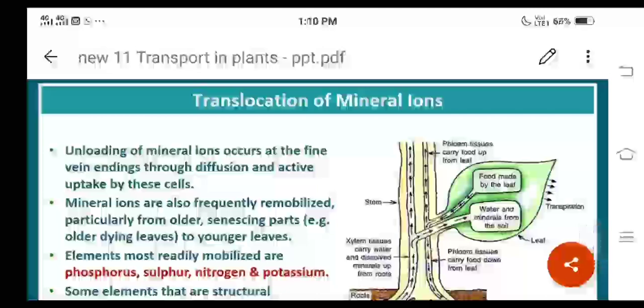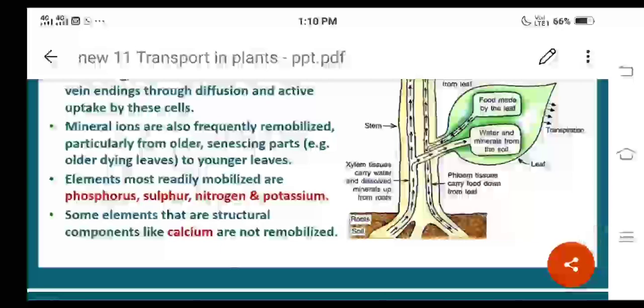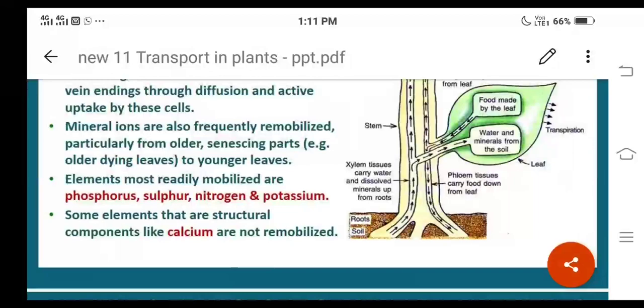And one more thing is, elements most rapidly mobilized are phosphorus, then sulfur, then nitrogen, as well as potassium. They can easily be remobilized, right? And some elements will not be remobilized, because they occupy a permanent position. Say for example, some elements that are structural components, like calcium, are not remobilized.